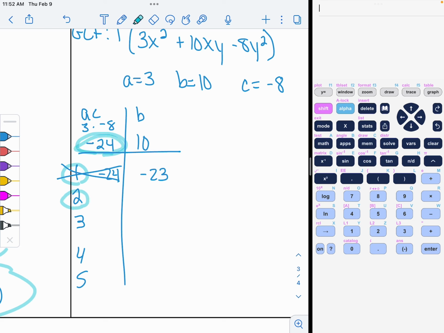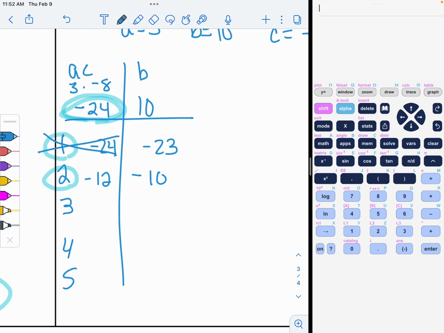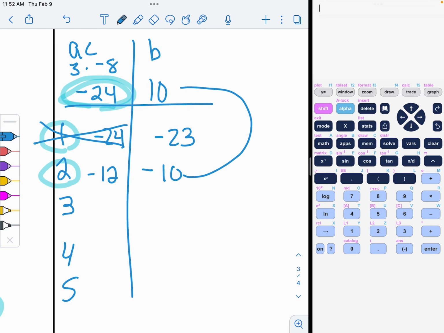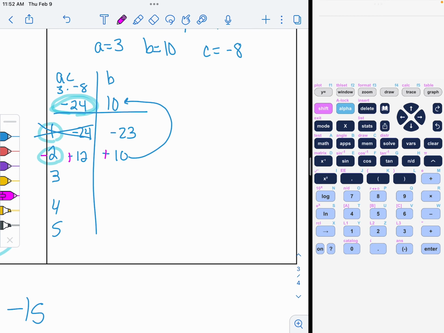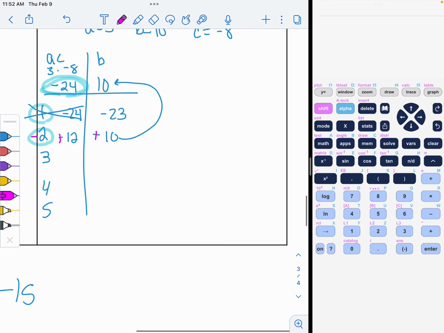-24 divided by 2, -12. Add those two, and you get -10. Oh, okay, I got it. So I got the right thing when I added them, but the wrong sign. So we change, change, change. Change out all the signs and you'll be good to go because you still get your -24, but now you got your positive 10.